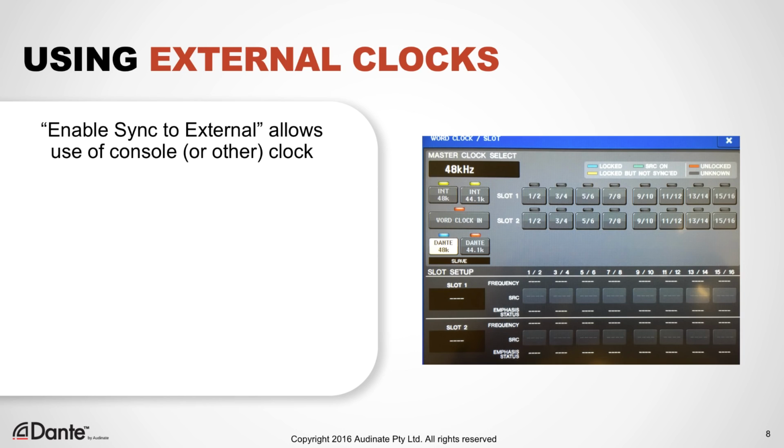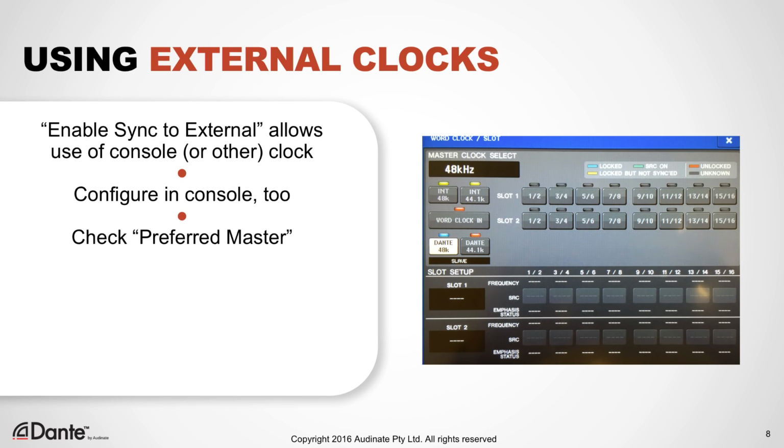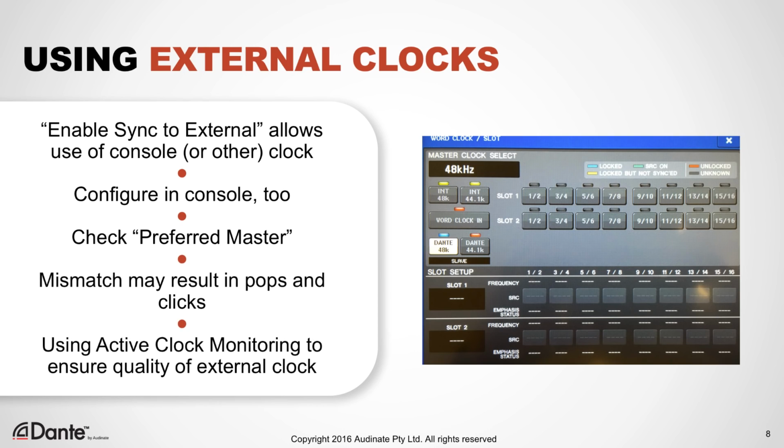You may wish to use the clock that's inside your mixing console, especially if you are using that clock to keep multiple types of digital input-output in sync with each other. Dante supports this, but first you must understand how to properly configure it. In your mixing console, or whatever device you're using as an internal clock, configure the Dante I/O to use the internal clock. In Dante Controller, go to Clock Status and check Enable Sync to External for the mixing console. Also, enable Preferred Master for the mixing console. It is important that both steps be taken.